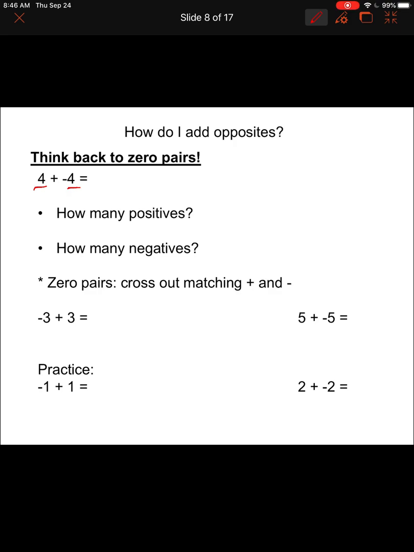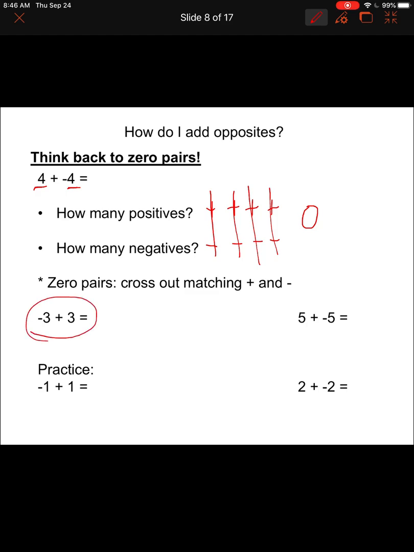So how many positives do we have? We're going to use our plus signs like we did prior. So we have 4 positives, and we're adding 4 negatives to that. So then we are going to cross out any positive sign and negative sign that match up. So we're going to cross out a pair, cross out a pair, cross out, and we're left with 0. So there are 0 numbers left, so your answer is 0. They kind of cancel each other out.